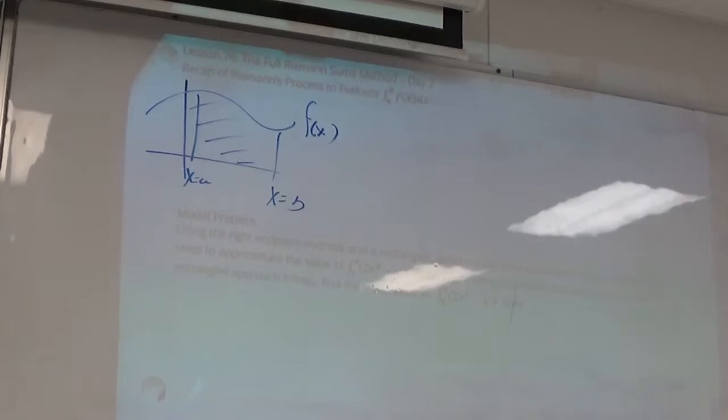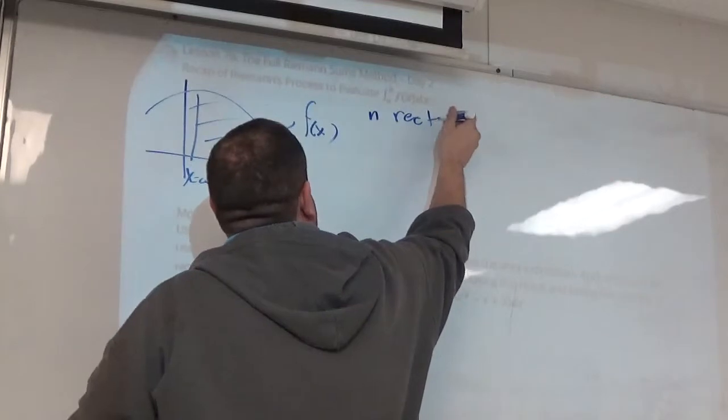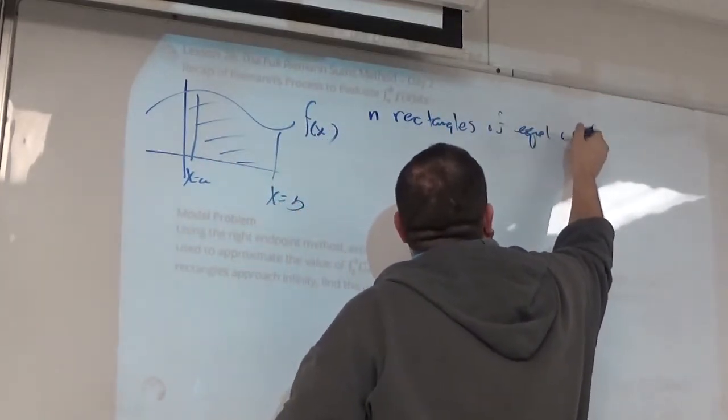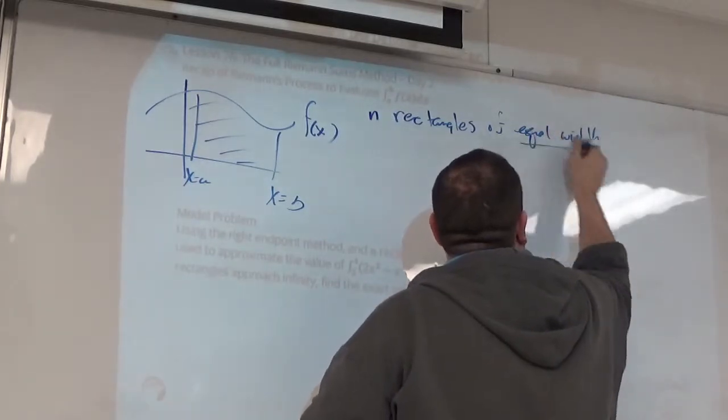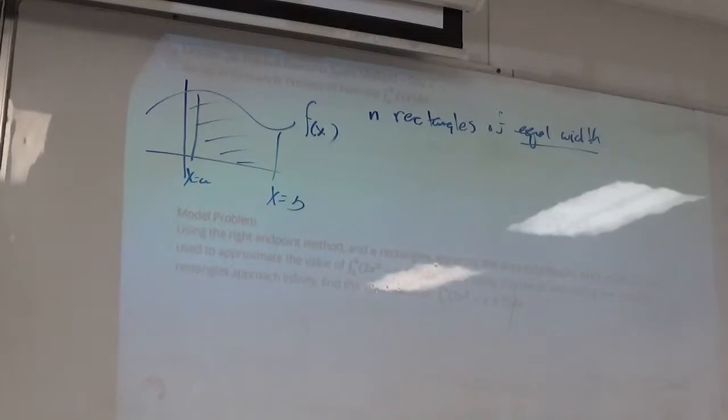And for the sake of our conversation, it could be left endpoint method, right endpoint method, midpoint method, or trapezoid. We're going to go with rectangles. Specifically, we're going to look at n rectangles of equal width. The reason for the equal width is it's going to make our lives a little bit better. They're not always going to be equal width. We've done some where it's not equal width.